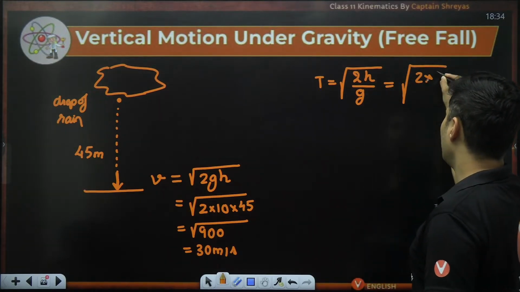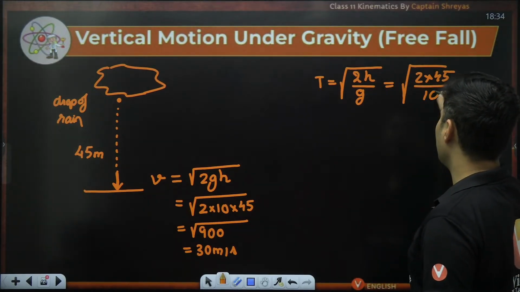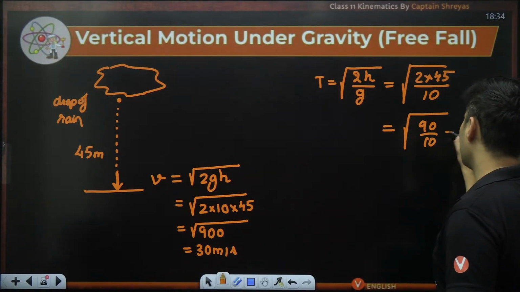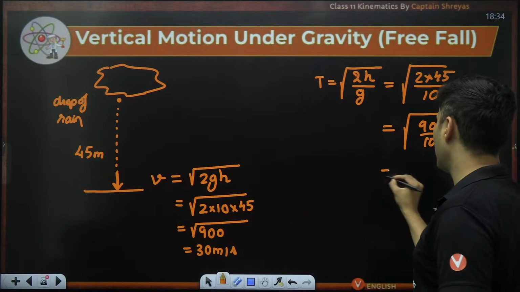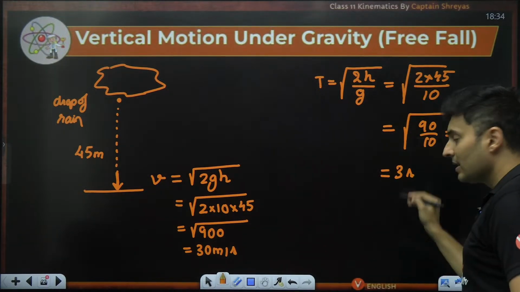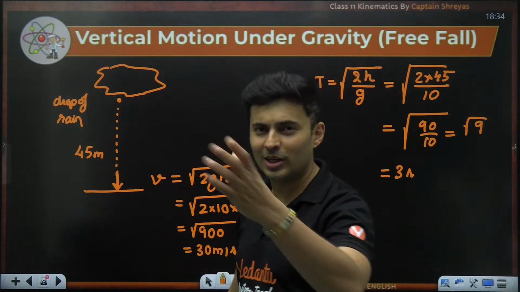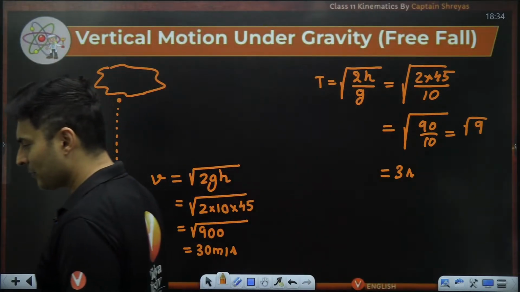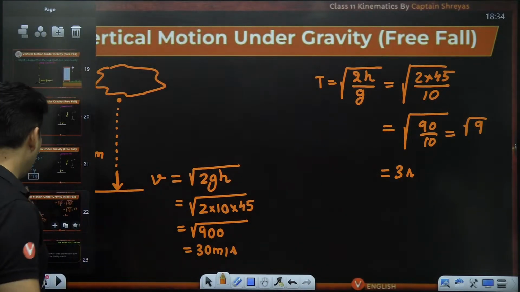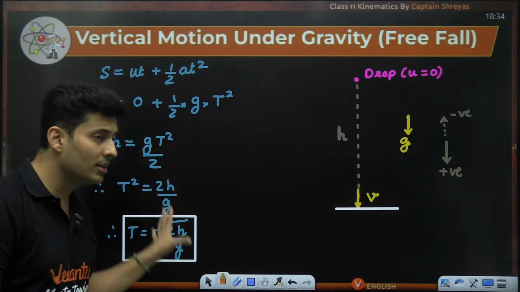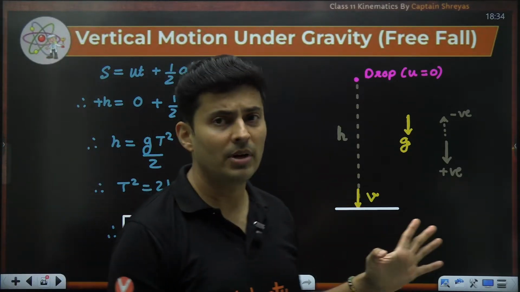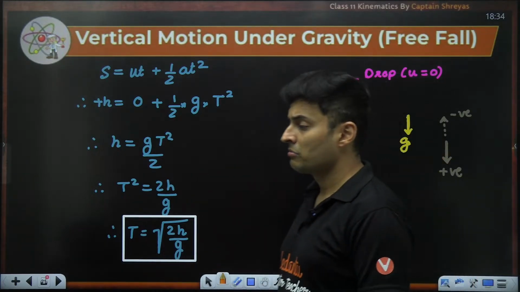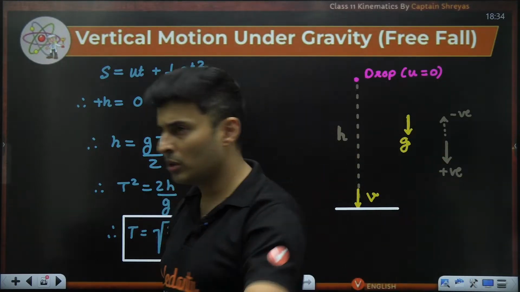So 2 multiplied by 45 divided by g, which is 10. 45 into 2 is 90, so 90 by 10 is root 9. Root 9 is 3 seconds. So it takes 3 seconds for the raindrop to fall down if the cloud is at just 45 meters, which is not much. Is that okay? So remember all these formulas, guys. Please, please, please remember them, because you will otherwise waste time in the examination deriving them. I've just shown you direct application.